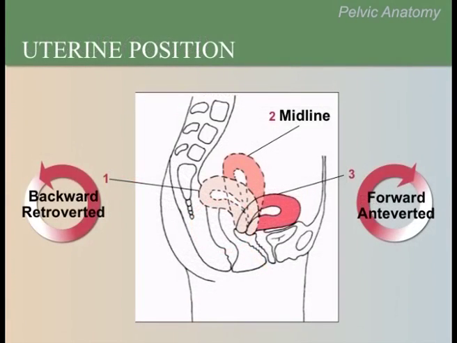This is another sagittal drawing of the pelvis. The uterus can be in different positions, all of which are considered normal. It can be positioned tipped back toward the sacrum, called retroverted, as shown in position 1. It can also be positioned in the midline, as shown in 2, or tipped forward toward the pubic bone, which is called anteverted, as shown in position 3.